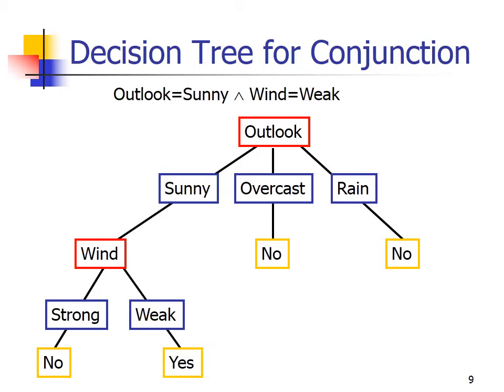It classifies as no. Outlook is equal to rain. It classifies as no. Outlook is equal to sunny and wind is equal to strong. It classifies as no. That is, tennis is not preferred when the outlook is equal to sunny and wind is equal to strong. Tennis is not recommended. Similarly, when outlook is overcast, it is not recommended. Similarly, when outlook is equal to rain, it is not recommended.